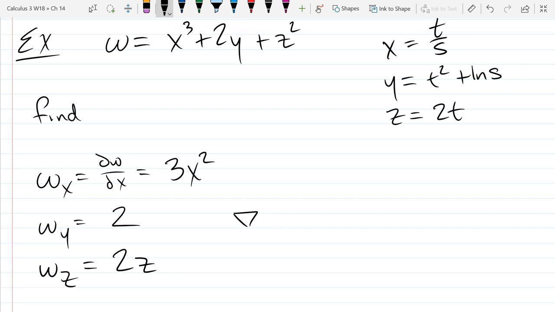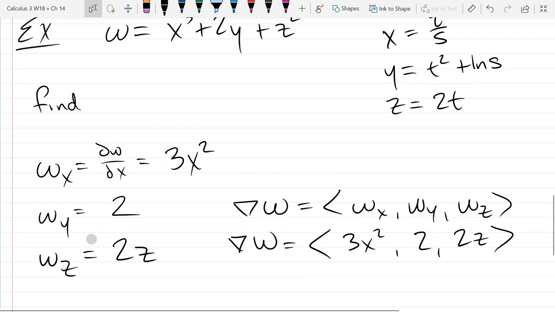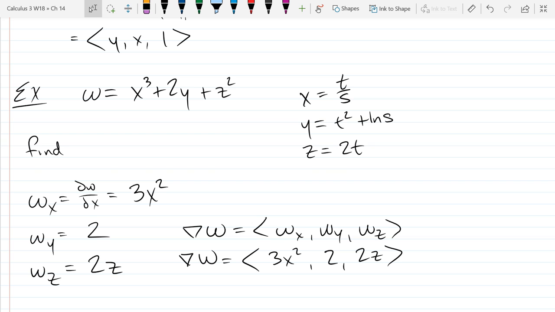And now I'm going to put this together with the gradient. Do you remember the gradient operator did the partial derivatives? So gradient w, it's going to be wx, wy, wz. So that's gradient of w. I think they called it the del operator. Was that the other name for it? Or nabla, whatever that is. Okay, so that's the partial derivatives with the variables inside w.